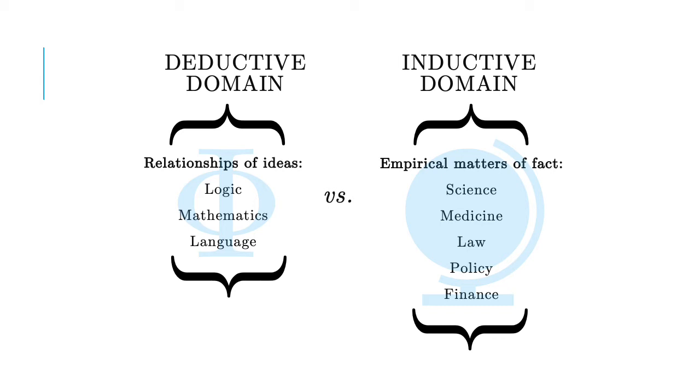Now, we can step back and think just a bit more about that domain and recognize that this is a really important and significant distinction to bear in mind. Deductive reasoning applies to relationships of ideas. It applies when our conclusions are about things in logic, things in math, things in language. Whereas inductive arguments have the inductive domain. They're about all of empirical matters of fact, all of science, all of medicine, law, policy, finance, and so on. All of the things in our natural world.